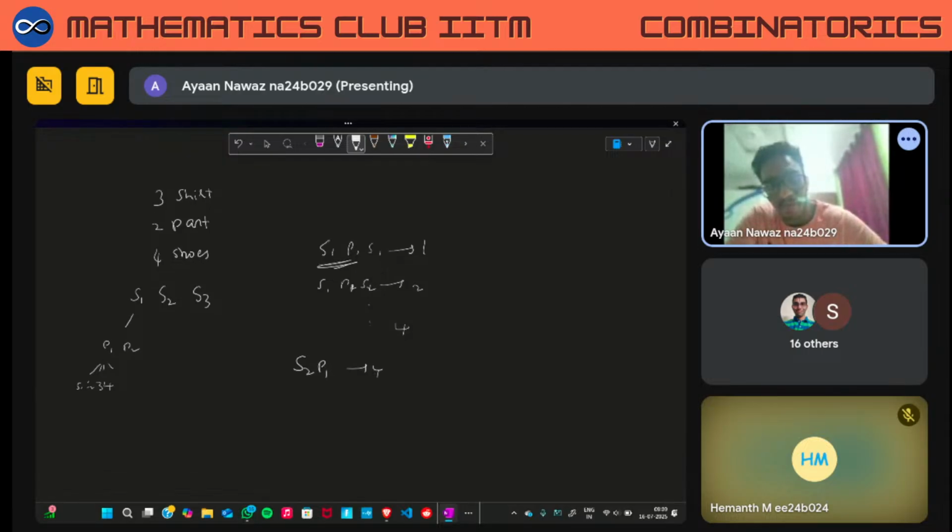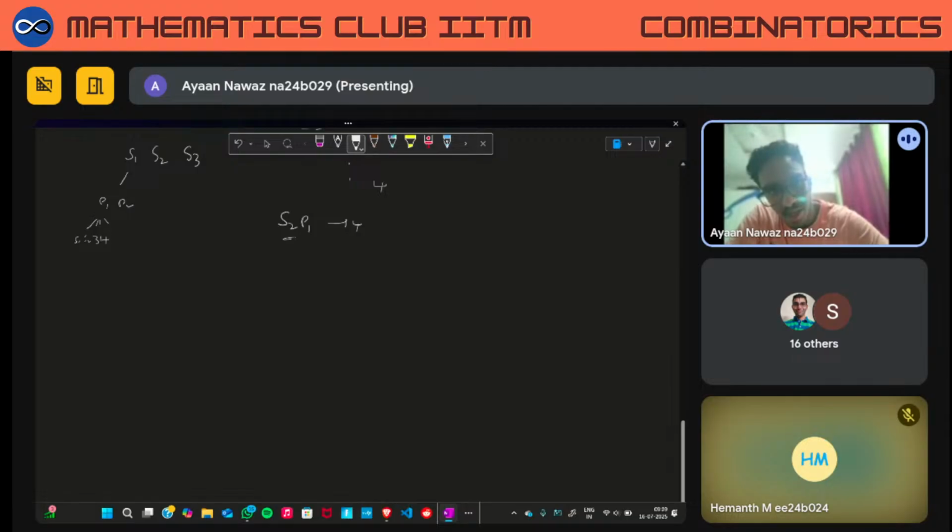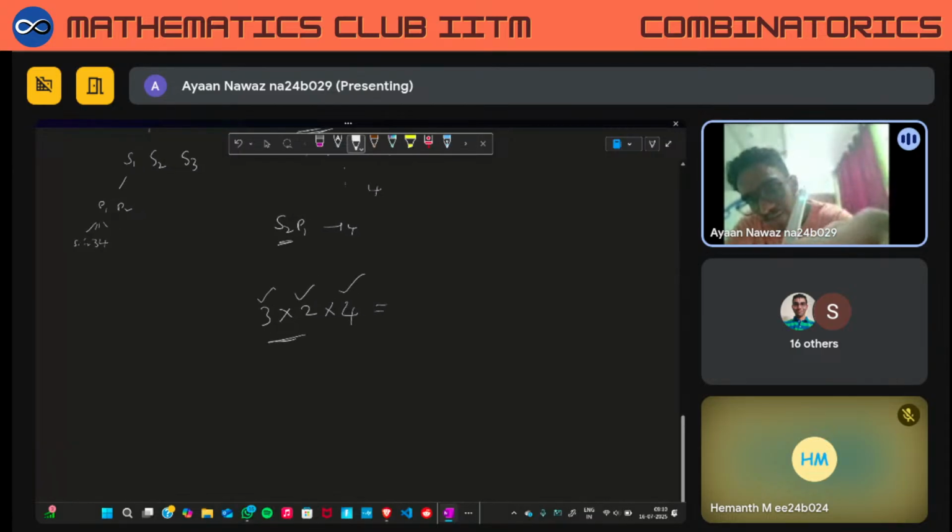In that way, for the shirt we'll have 3 options, for the pant we'll have 2 options, and for the shoe we'll have 4 options. So for each shirt, I have 2 pants, and for each pair of shirt and pant, I have 4 shoes. That will give me 24 outfits. This is the application of the multiplication principle.